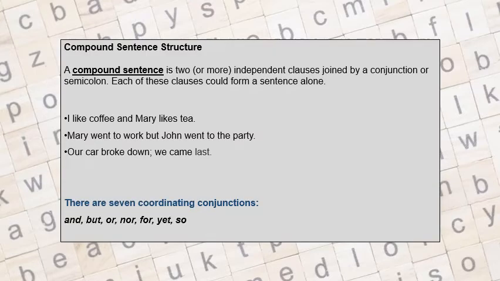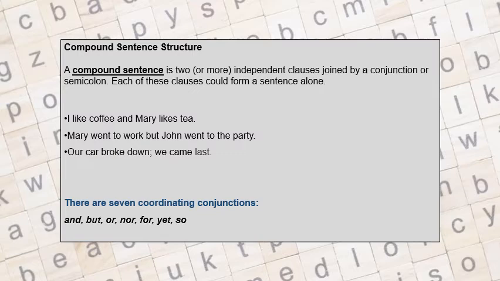Then we have the compound sentence. A compound sentence is two or more independent clauses joined by a conjunction or semicolon. Each of these clauses could form a sentence alone. So it is like two simple sentences joined together, or more than two simple sentences joined together using a conjunction. These sentences can stand alone. They have a meaning even if they are not joined together.